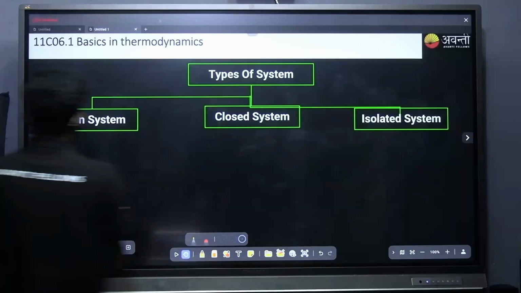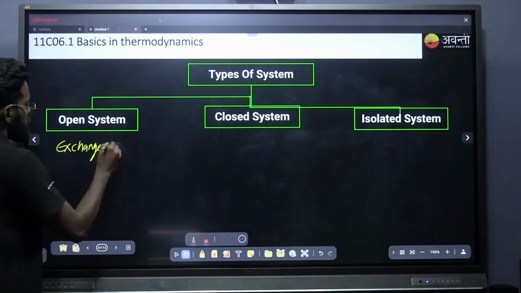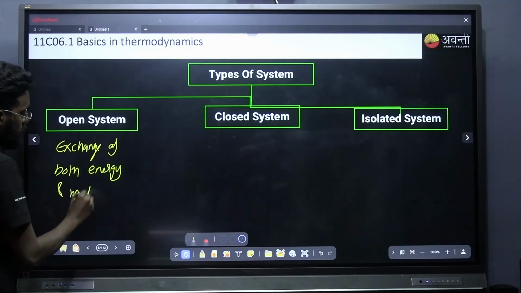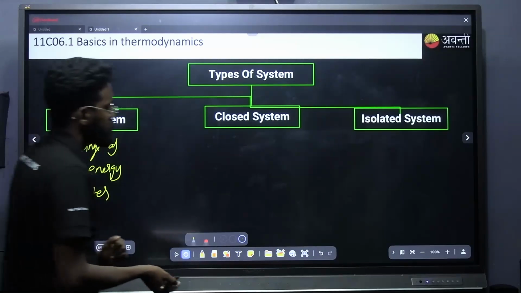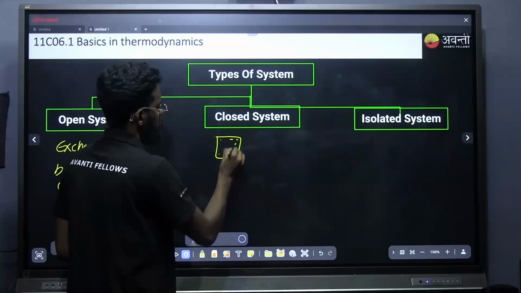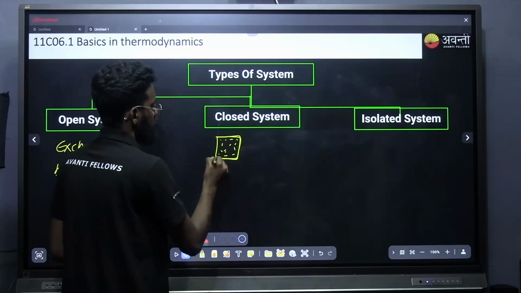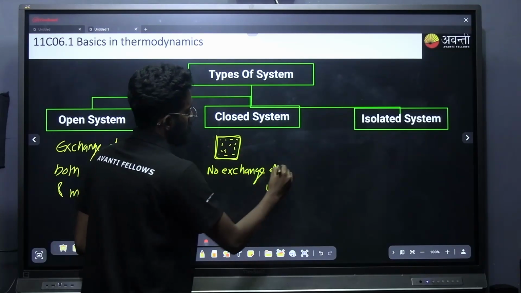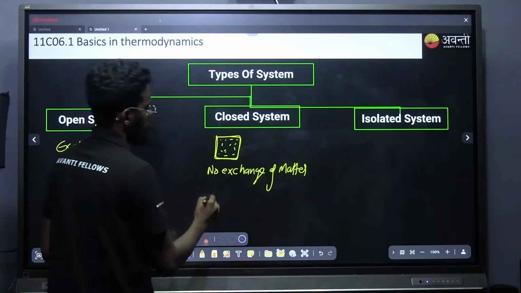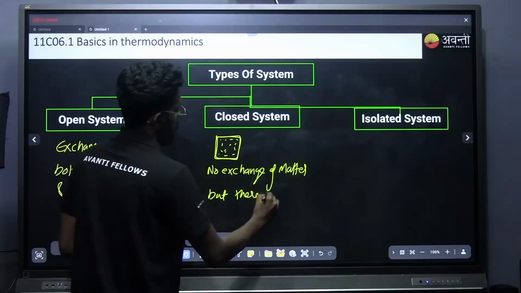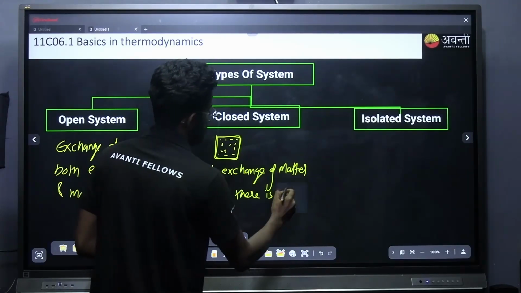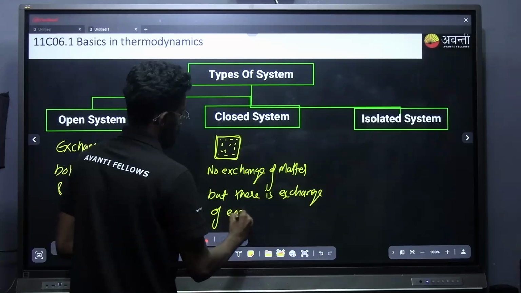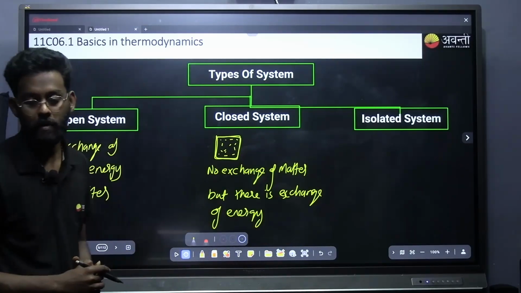So in the case of an open system, there is exchange of both energy and matter. It is kept open. And closed system means if I am keeping water in a closed vessel, that is a closed system. Here there is no exchange of matter, but there is exchange of energy. That is what a closed system is.